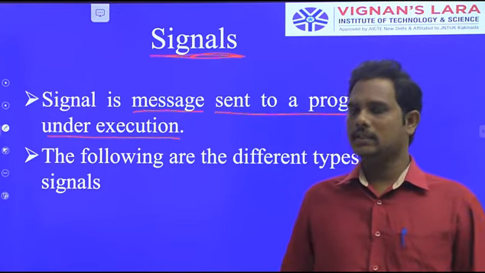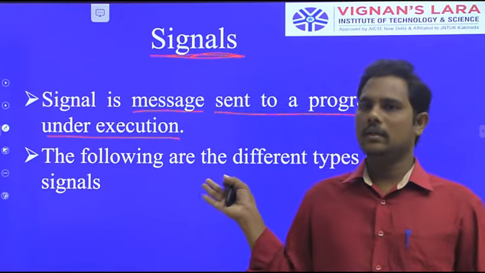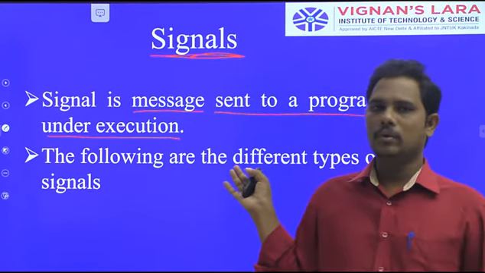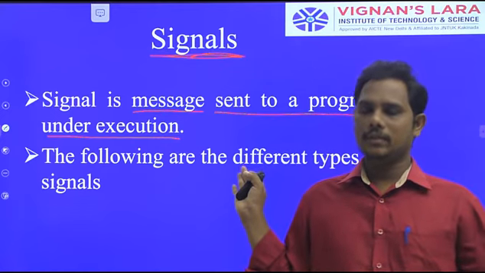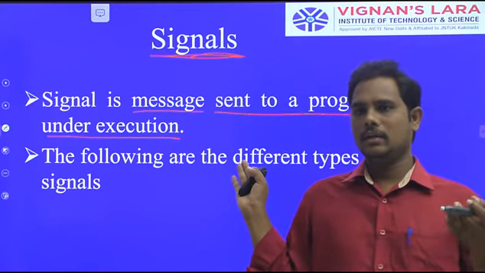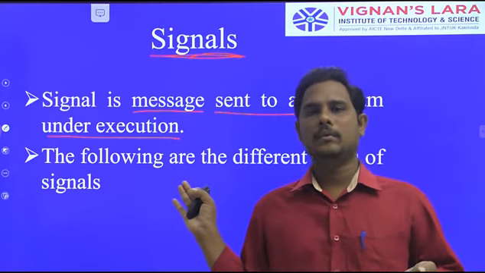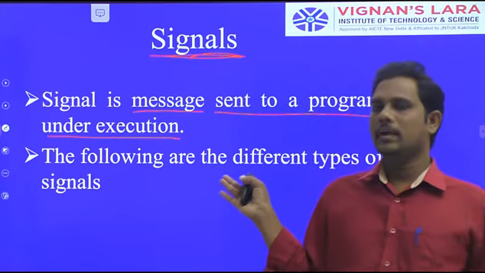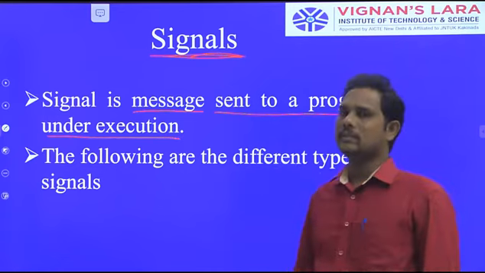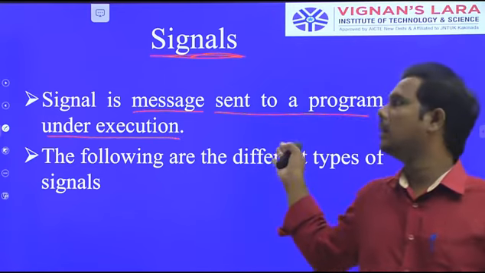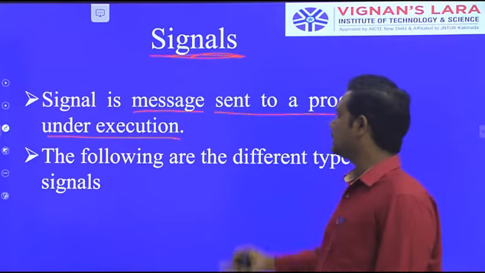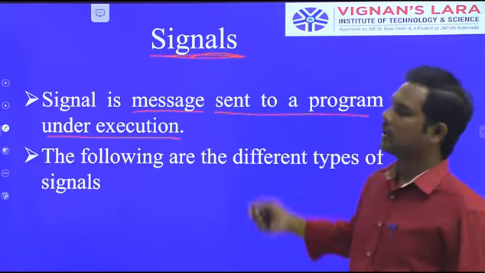You will see some signals table. I will show you. This table is very, very important, and after this table I will explain the trap command. The trap command completely depends on signals. That's why, before going to the trap command, I will explain the signals. A signal is a message sent to a program under execution.